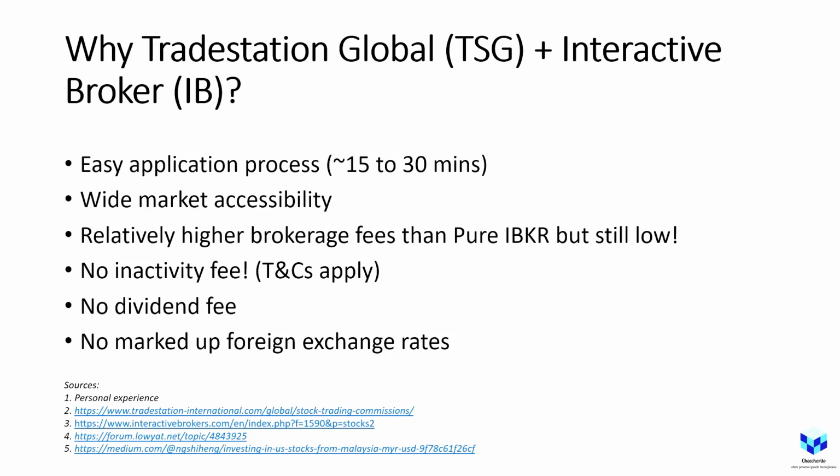Moving on, there's also a wide market accessibility here. So if you think of Swim or TD Ameritrade, they only offer the US market, whereas IB itself offers a huge range of markets. You get the US, you get Hong Kong, Singapore, Australia, and Europe as well.